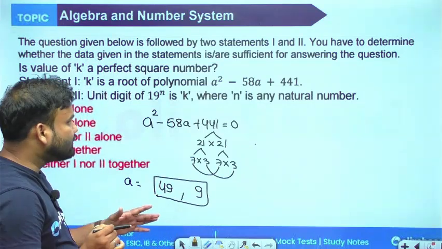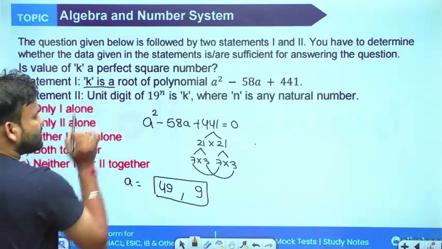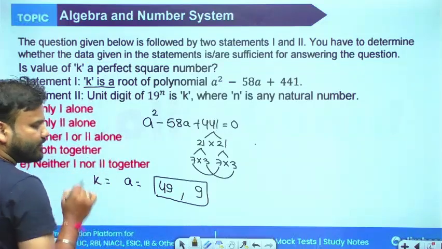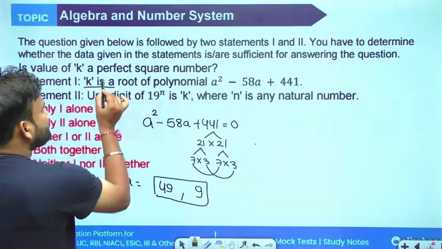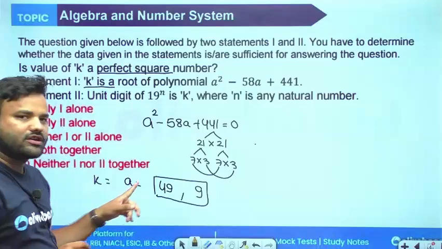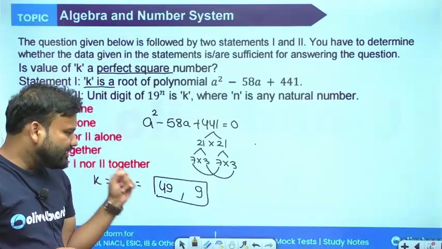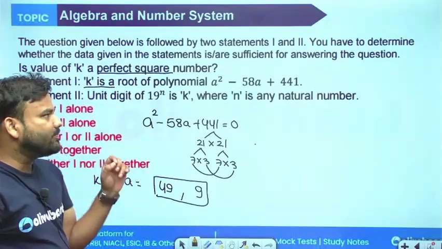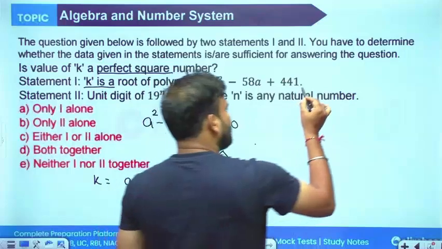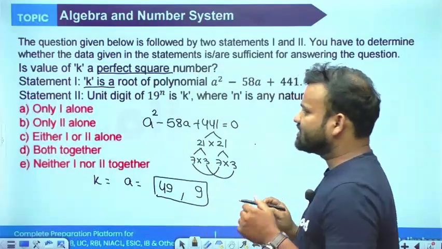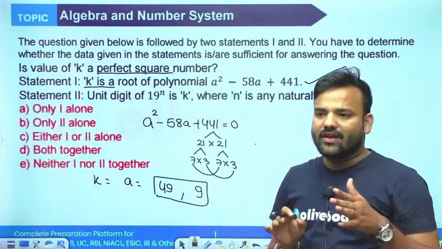So what is this k? k is a root of the equation, so this is the value of k. Is k a perfect square number? Yes, 49 is the square of 7 and 9 is the square of 3. So it means statement 1 alone is sufficient, capable enough of giving the answer.